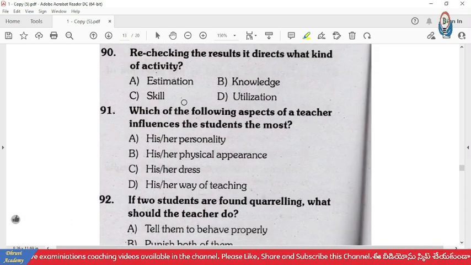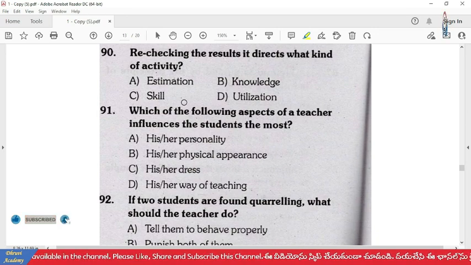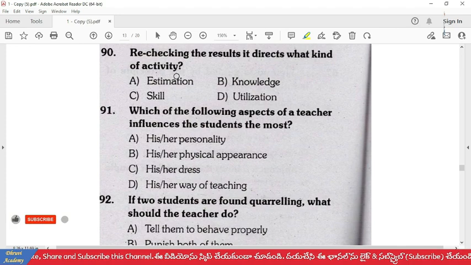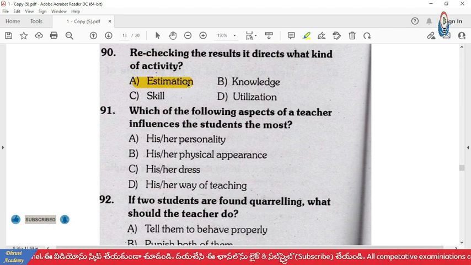Rechecking the result, it directs what kind of activity? A. Estimation, B. Knowledge, C. Skills, and D. Utilization. Which is rechecking the result? It directs estimation. Answer is estimation.